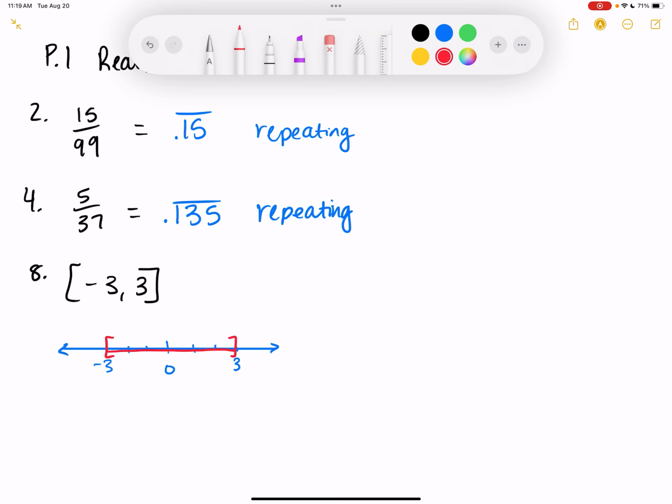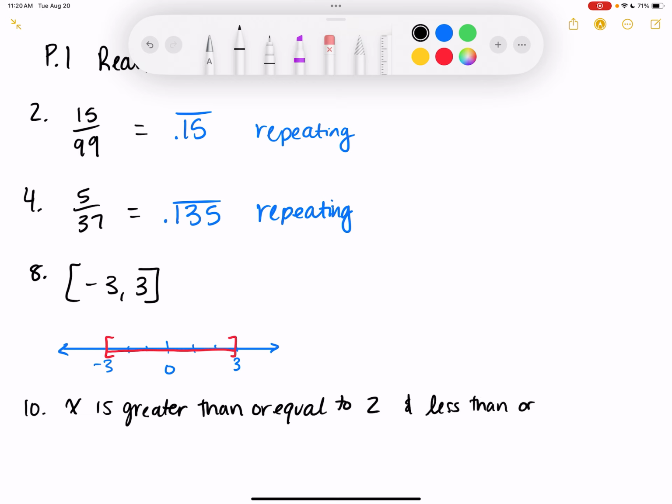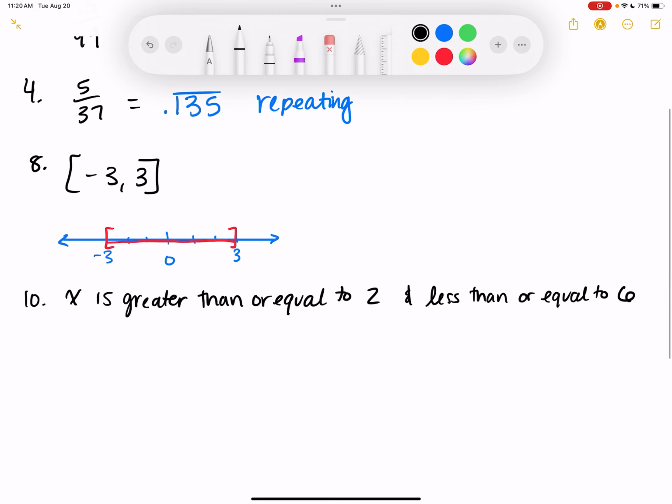Number 10 is one given to us in words. So this one says x is greater than or equal to 2 and less than or equal to 6. So let's rewrite this first in inequality notation since it's given to us in words.